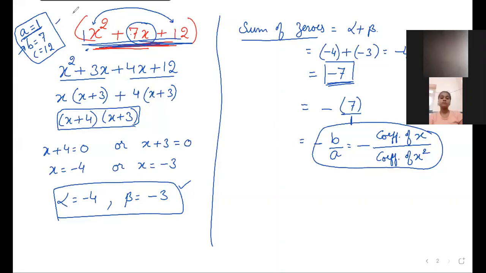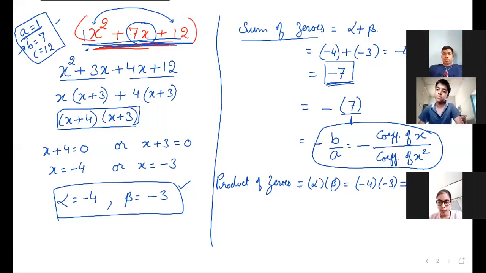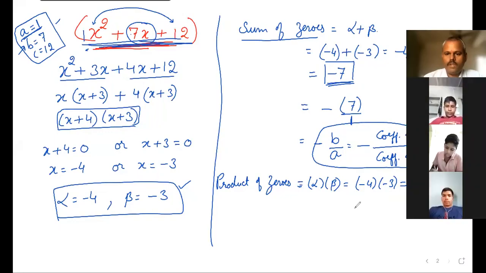Same way, let us do the second part, that is product of zeros. Now the product of zeros is alpha multiply beta, which is minus 4 multiply minus 3. And what is minus 4 multiply minus 3? It is plus 12. So here, this 12, we can write as 12 upon 1.